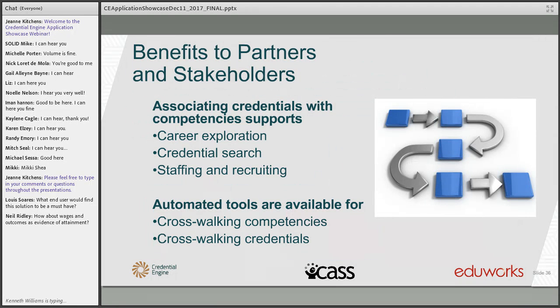Finally, the bottom line is, what are the real benefits? The bottom line here is that there's a lot of data that's being put in the Credential Registry now, and a lot of that has to do with mapping things to competencies. And those are the data that are the underlying currency, if you will, that will enable a lot of things to happen. Career exploration, searching credentials in a personalized way, in a way that makes sense for each individual. And then also, on the other side, it's very important for staffing and recruiting.